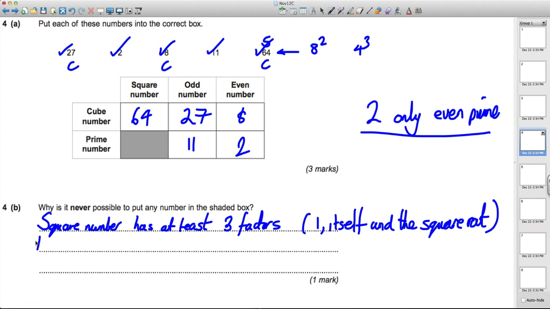Okay? But a prime only has 2 factors. And that's enough to get you your mark in that case.